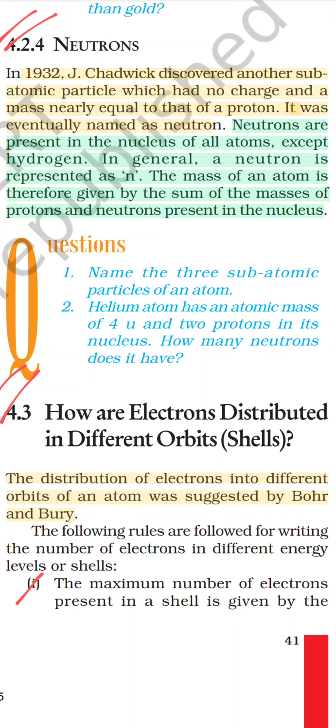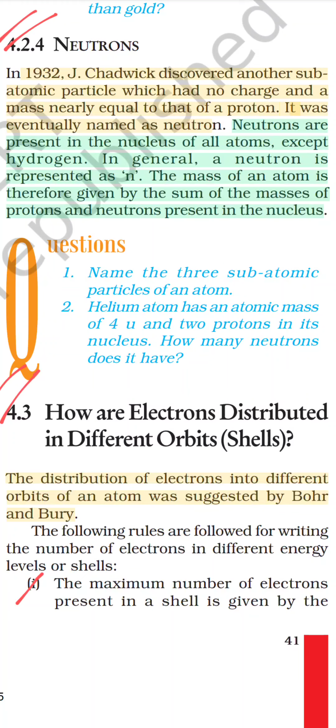Now, we will discuss how electrons are distributed in different orbits or shells. The distribution of electrons into different orbits of an atom was suggested by Bohr and Bury. The following rules are followed for writing the number of electrons in different energy levels or shells.